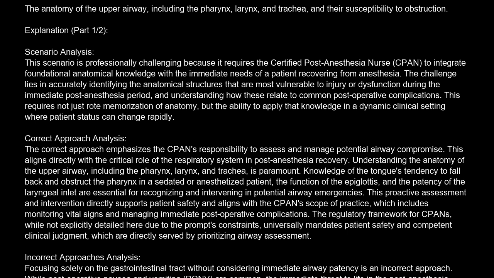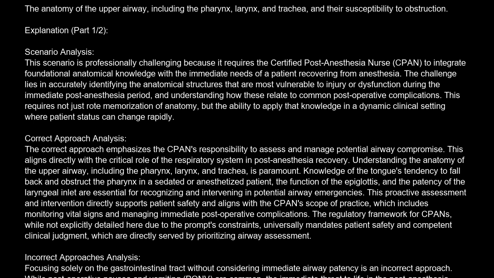The challenge lies in accurately identifying the anatomical structures that are most vulnerable to injury or dysfunction during the immediate post-anesthesia period, and understanding how these relate to common post-operative complications. This requires not just rote memorization of anatomy, but the ability to apply that knowledge in a dynamic clinical setting where patient status can change rapidly.